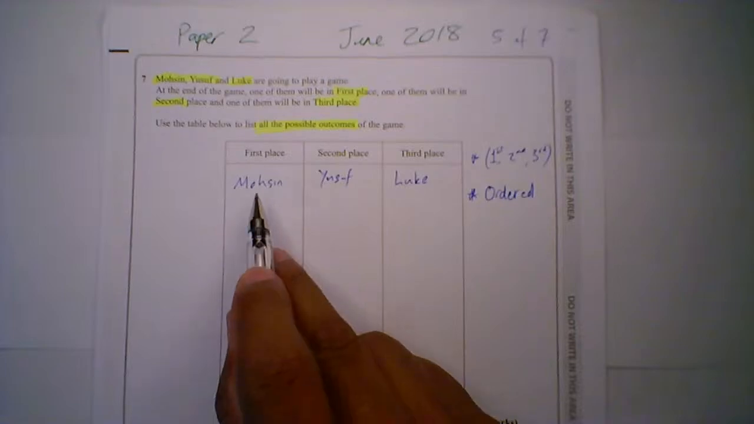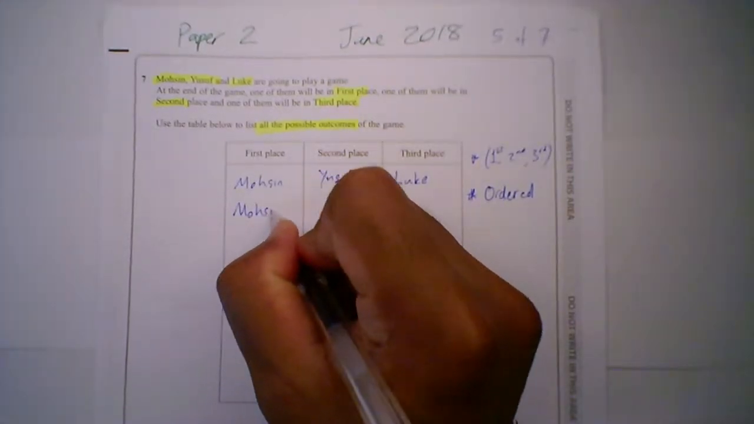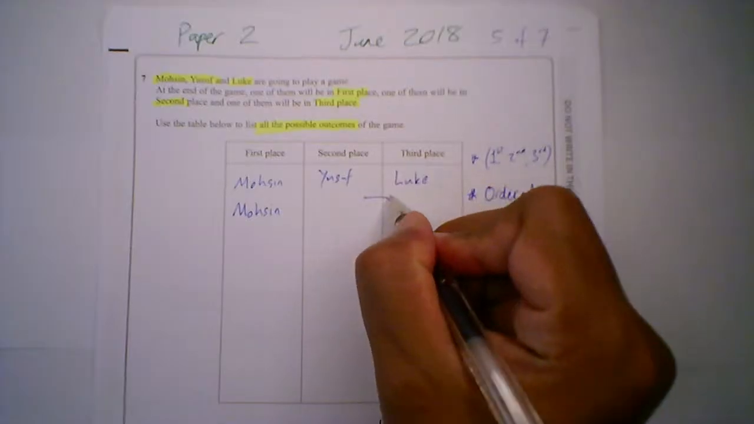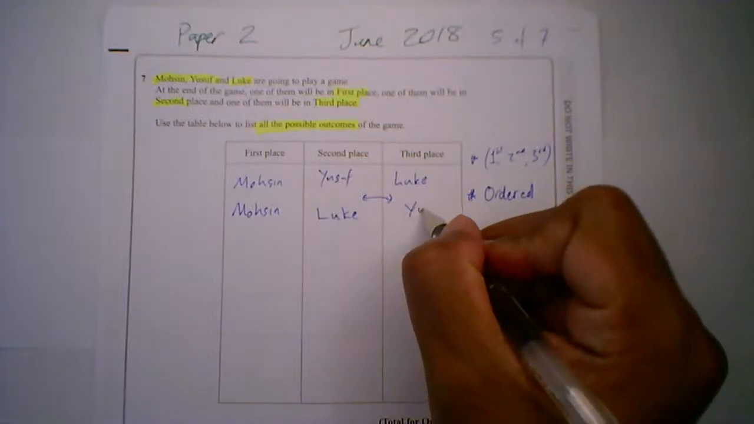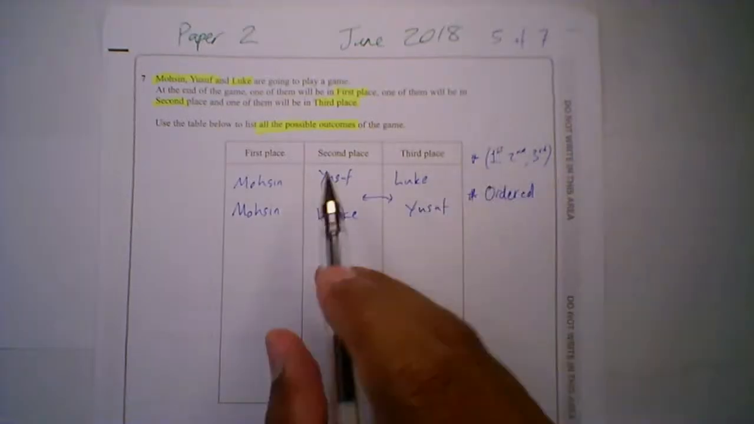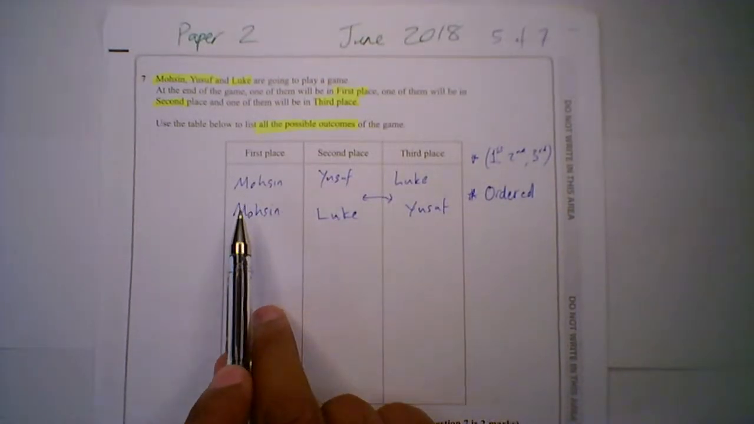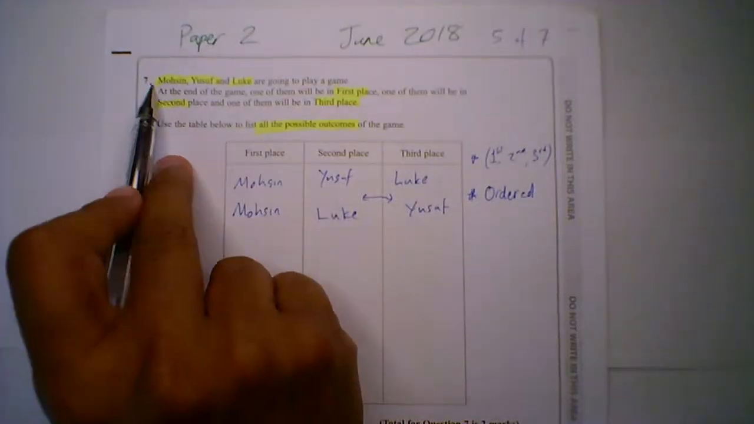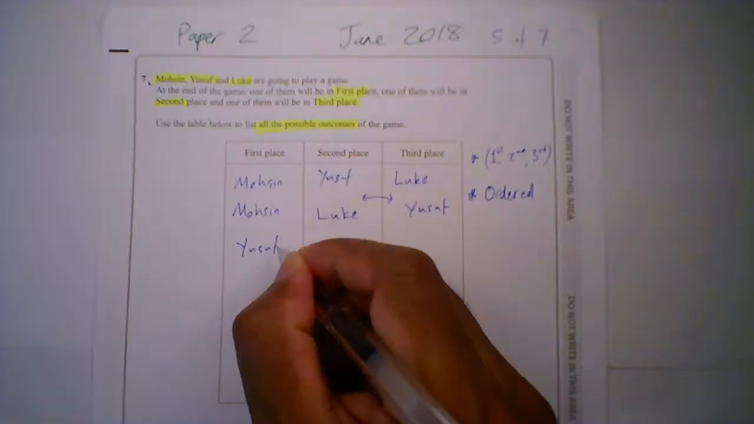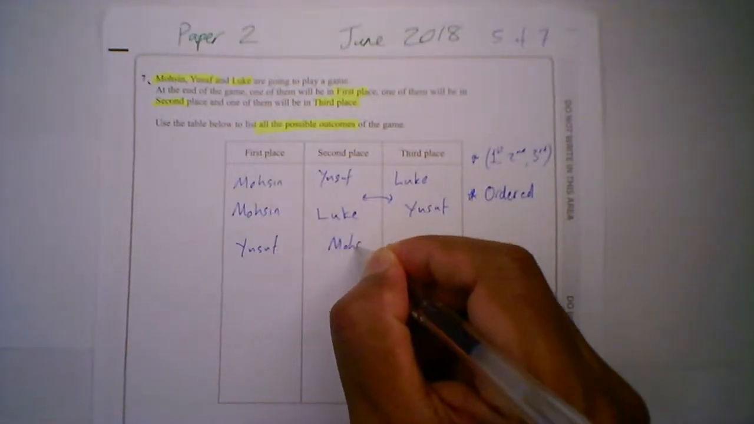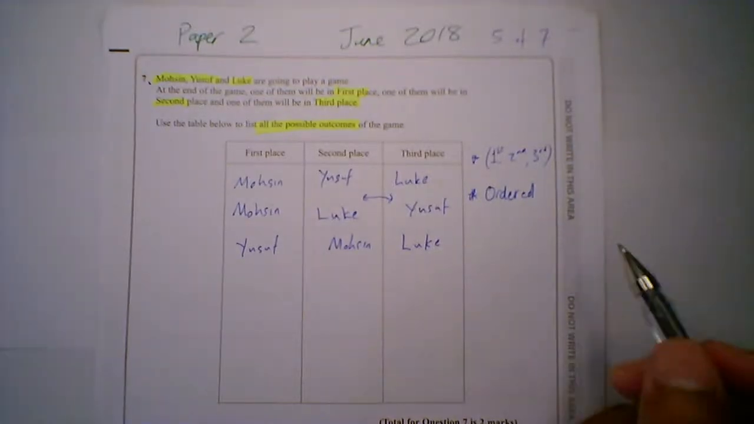Okay, so I'm going to keep Mohsin as he is. But this time I'm going to swap Yusuf and Luke. So this is going to be Luke, and this is going to be Yusuf. Okay, so now Mohsin is the same, and these 2 have been swapped. Now I'm going to go to the next person, Yusuf. So Yusuf is now going to be first, and Mohsin is going to come here, and Luke is the third person. Okay, so I've got that combination.